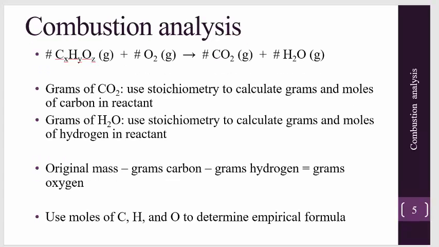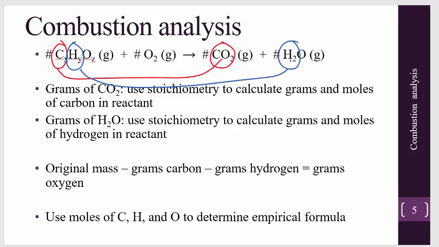And what we're going to do with them is, if we have grams of CO2 here, we can use stoichiometry to then calculate the number of grams and moles of the carbon in the reactant, the original sample. Then we can do the same here for hydrogen. We can use stoichiometry to calculate back to the hydrogen in the reactant. So all of the carbon in the carbon dioxide came from the reactant. All of the hydrogen in the water came from the reactant.